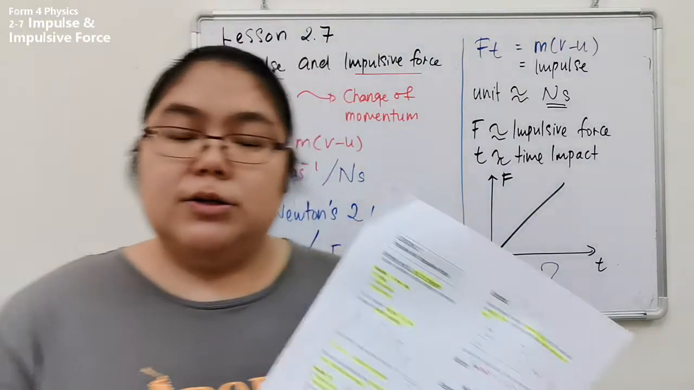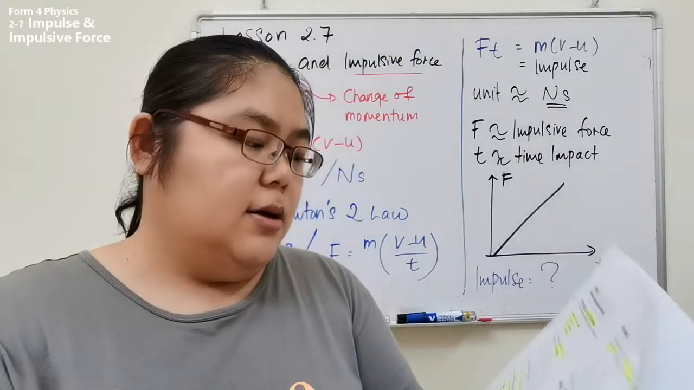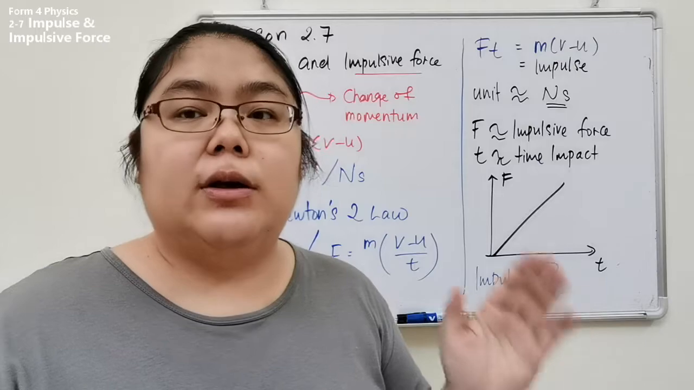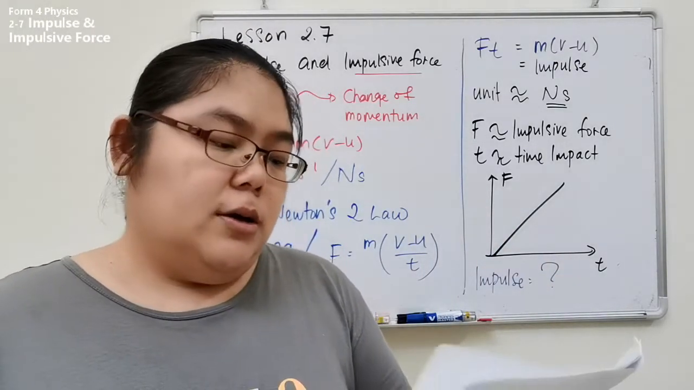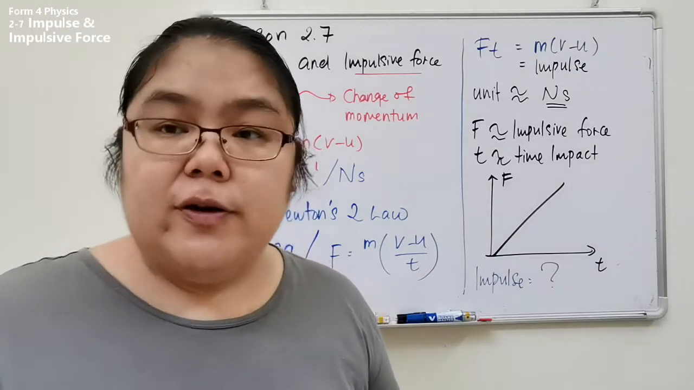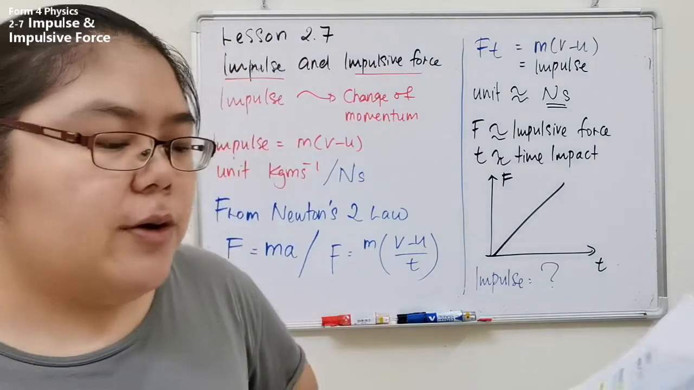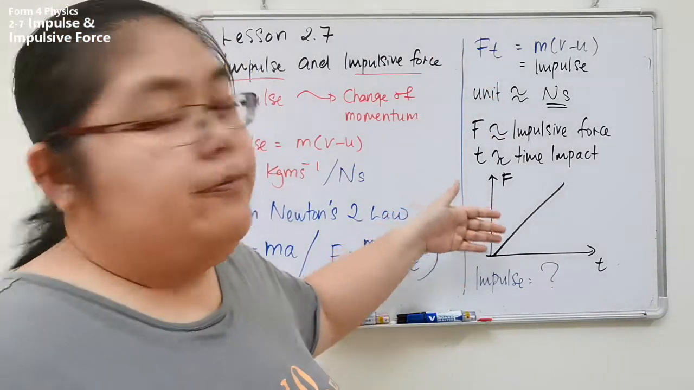Okay, so that one is an athlete, when landing, they bend the knee. This one is one of the actions I want to explain about the impulsive force. Before going to that action, we're talking about the impulse first. Impulsive force is later. From here I have already introduced the FT. After that I want to talk about the graph.